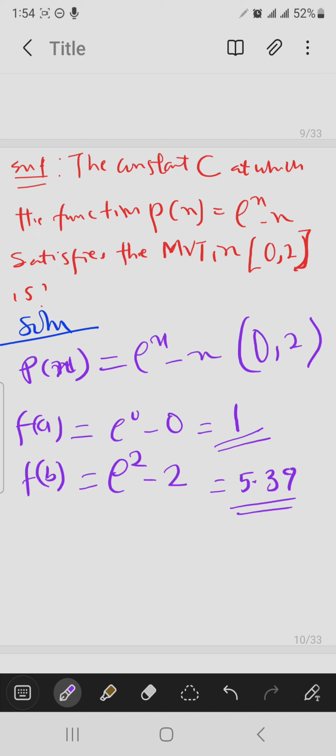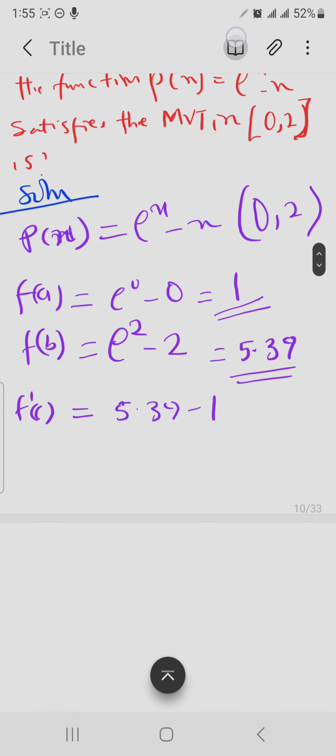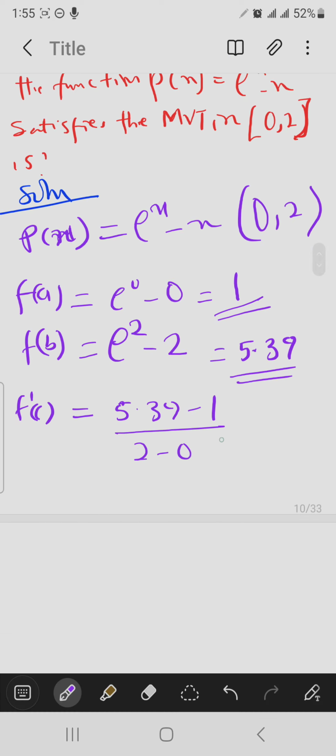So now, this one here, we want to find f prime of c. Now because of what? 5.39 minus 1 all over 2 minus 0. So this one becomes 2.195. That's going to be the answer.